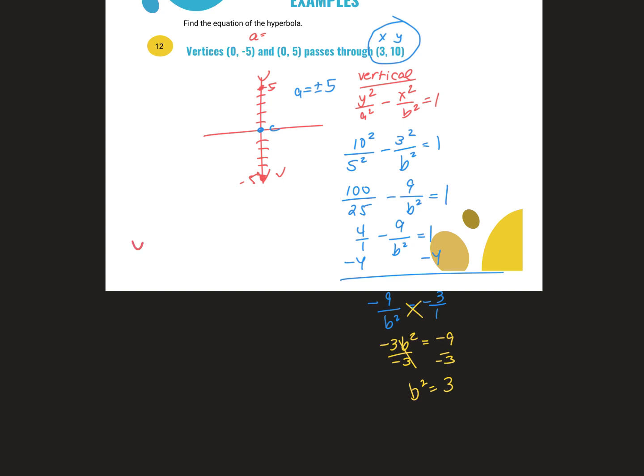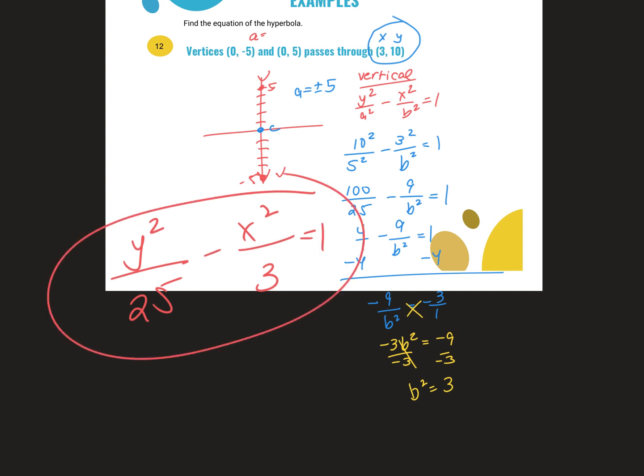Yes, so I'm going to say y squared over what? 25 minus x squared over 3 equals 1. It's okay. You don't have to apologize. No worries.